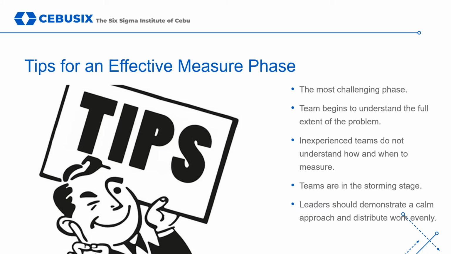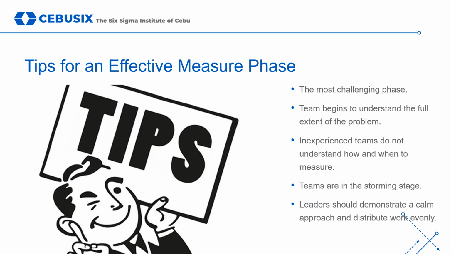The measure phase is often the most challenging phase for a Six Sigma team leader, especially when working with teams that are inexperienced. When teams start to really dig deep into a process and begin to measure things, they often get a true idea about how challenging the problem really is. They might also have a difficult time understanding how and when to measure things, and collecting data that hasn't been collected before can be time consuming and tedious.